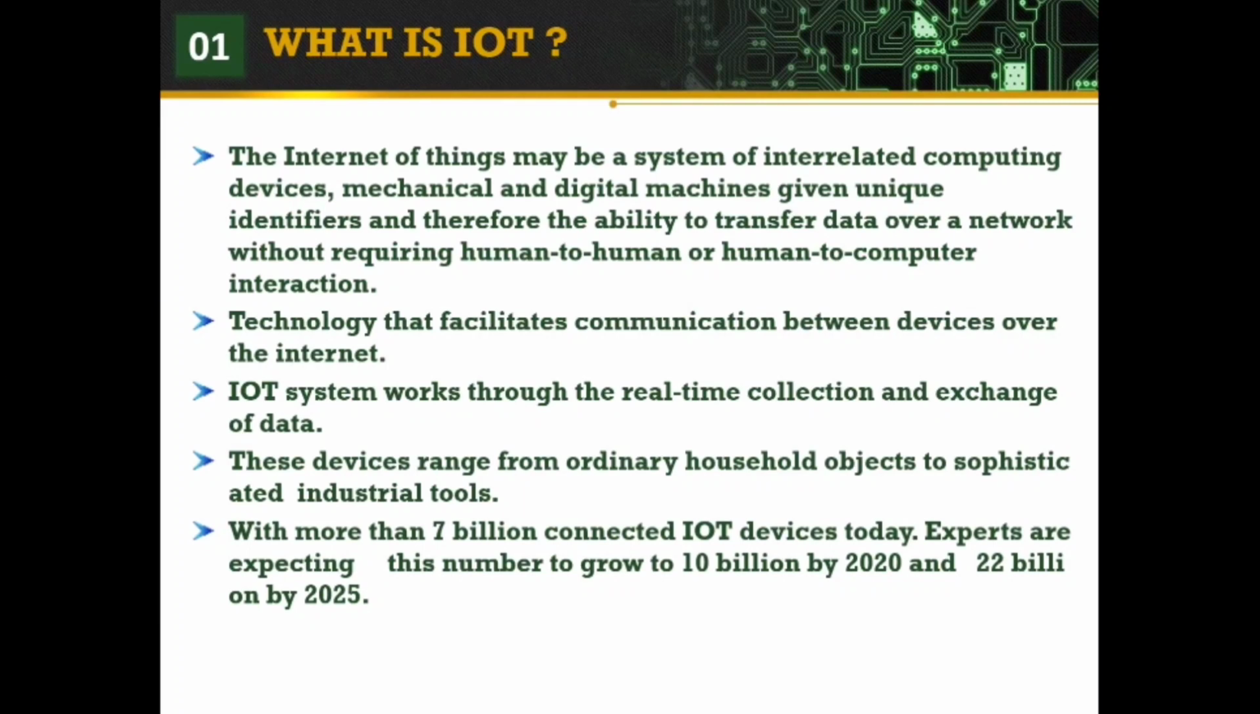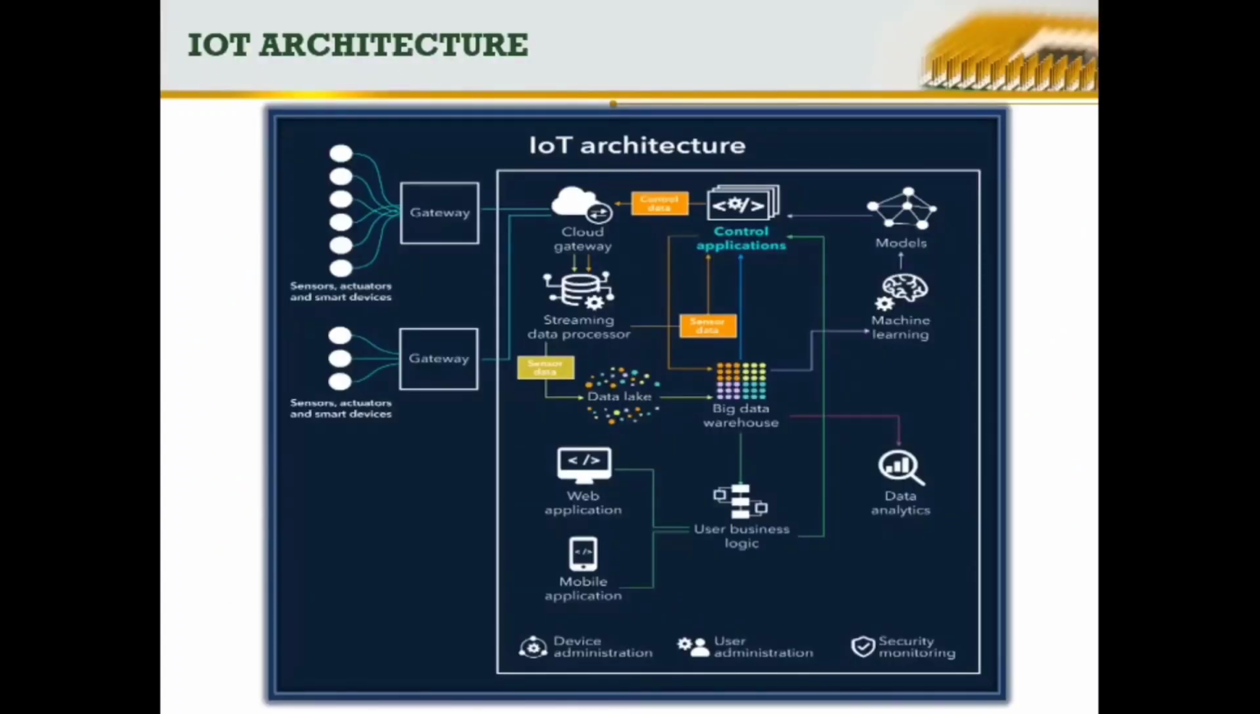With more than 7 billion connected IoT devices today, experts are expecting this number to grow to 10 billion by 2020 and 22 billion by 2025. And this is the simple architecture of the Internet of Things.